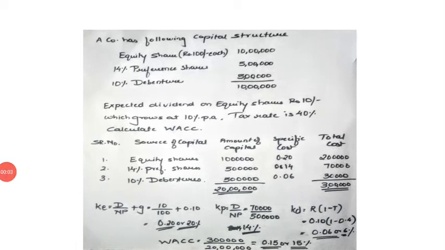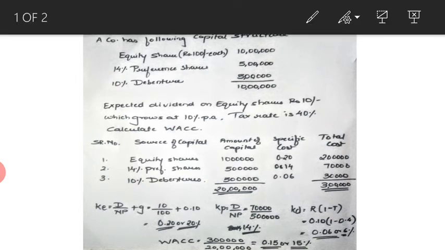Good morning, everybody. Today we are going to go ahead with the next part of our next problem on weighted average cost of capital. In this problem, we are going to find out the weighted average cost of capital using two different methods. One method is what we have already studied in the previous video. The next method we'll be studying in this video.